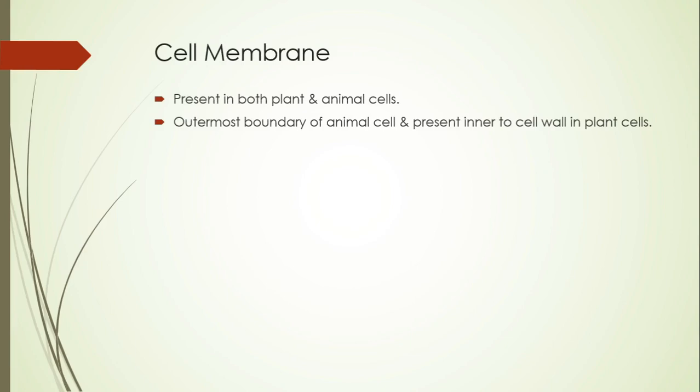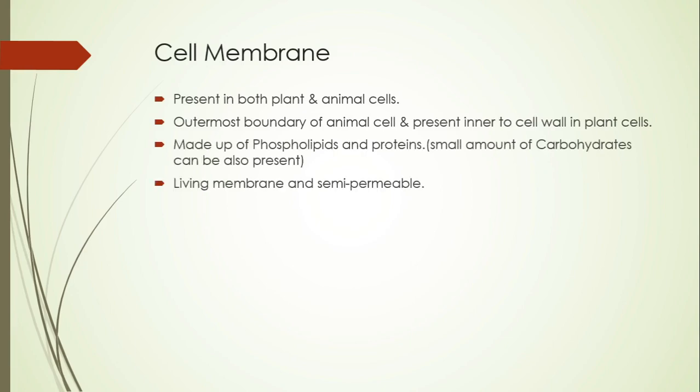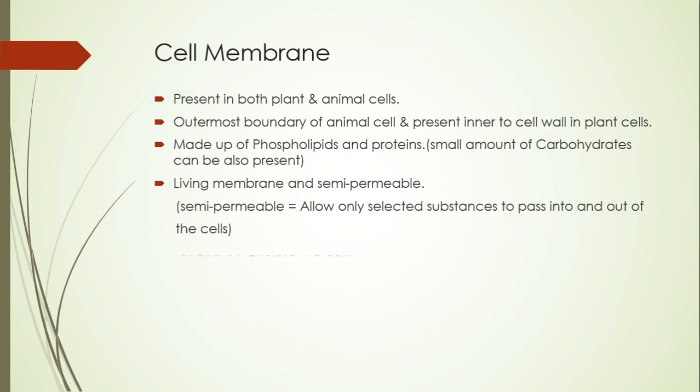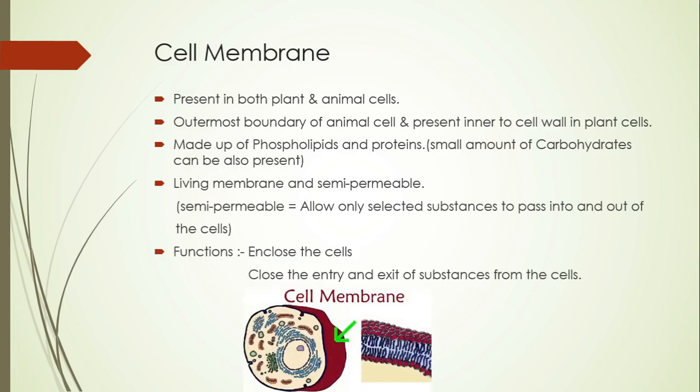Cell membrane. Present in both plant and animal cells. Outermost boundary of animal cells and present inside the cell wall in plant cells. Made up of phospholipids and proteins. Small amount of carbohydrates can be also present. It is living membrane and semi-permeable. Semi-permeable means allow only selected substances to pass into and out of the cells. Functions are, enclose the cell. Control the entry and exit of substances from the cells.